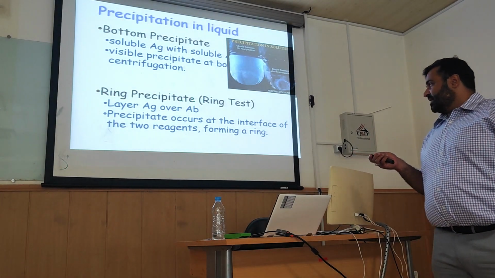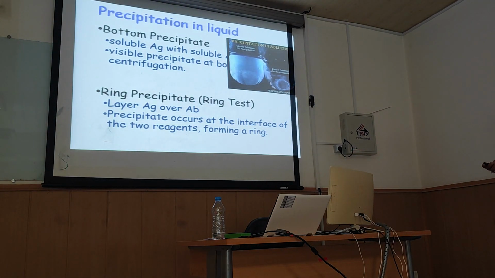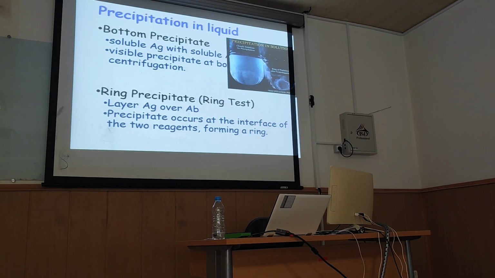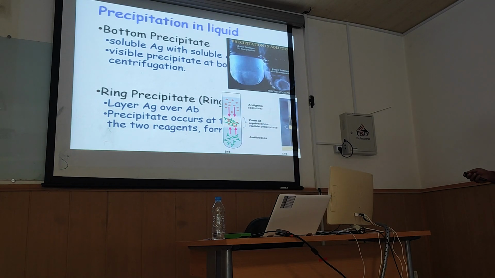The ring test is a test where, in a test tube, first we put the antigen in a solvent, then on top of it we put antibody, or vice versa. What will happen? If the antigen and antibody are recognizing each other, they will come towards the middle and form that immune complex. Yeah? In the middle. And you'll see it like this.